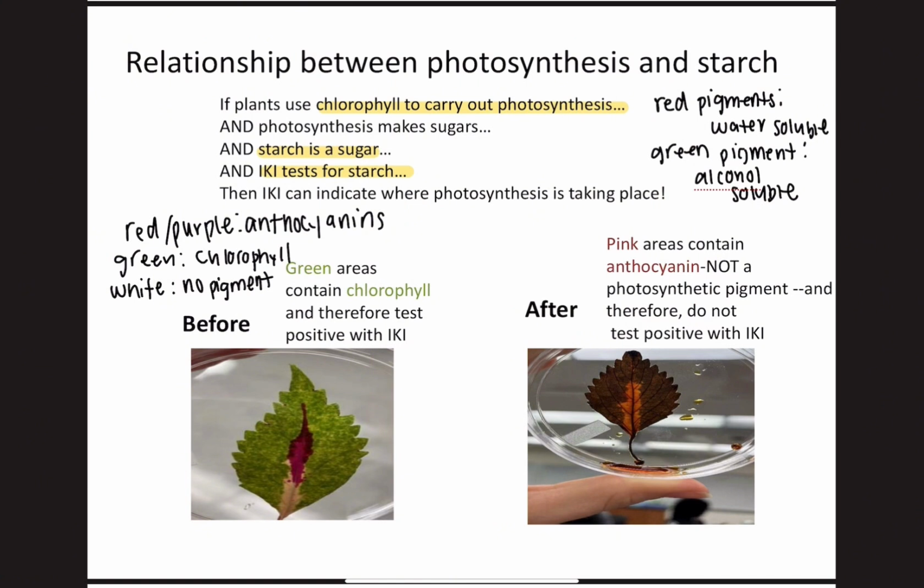So once we had this decolorized leaf, we then applied IKI. And anywhere that the IKI turned dark purple or black means that starch was present. And those spots matched the original green areas of the leaf. So what we can say is that only areas with chlorophyll were able to do photosynthesis and store starch.